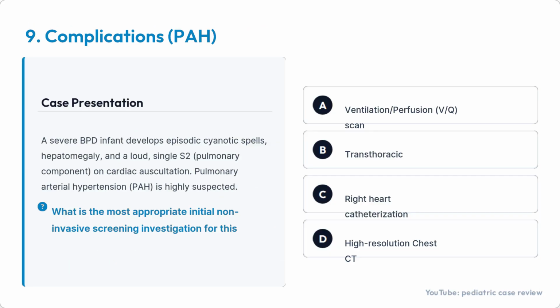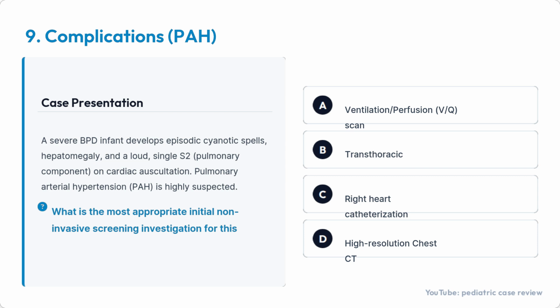Question 9. Complications. A severe bronchopulmonary dysplasia infant develops episodic cyanotic spells, hepatomegaly, and a loud single second heart sound on cardiac auscultation. Pulmonary arterial hypertension is highly suspected. What is the most appropriate initial non-invasive screening investigation for this complication?